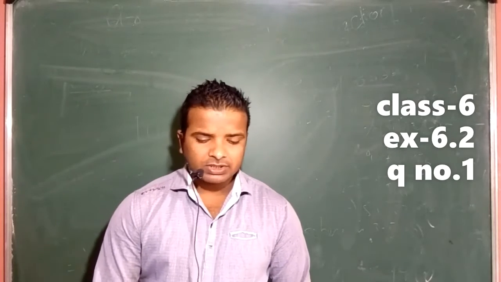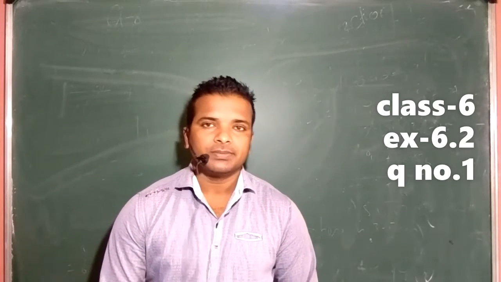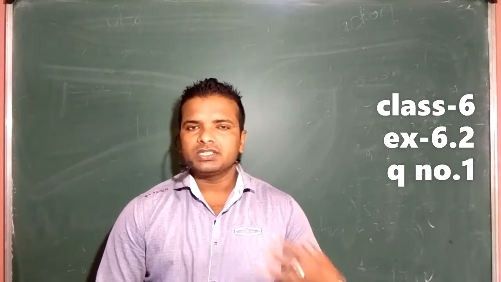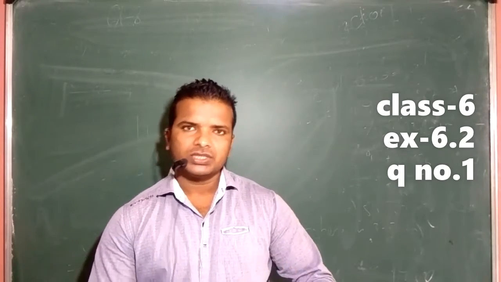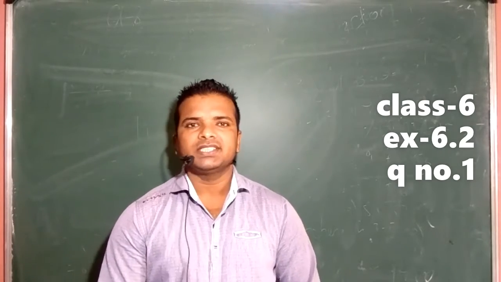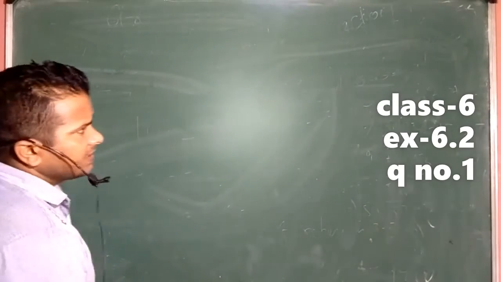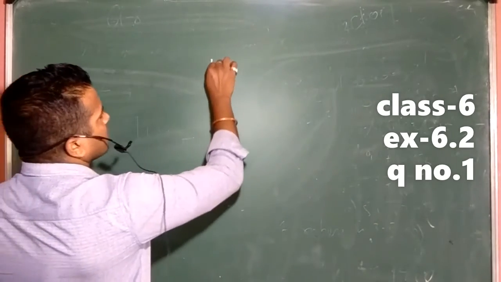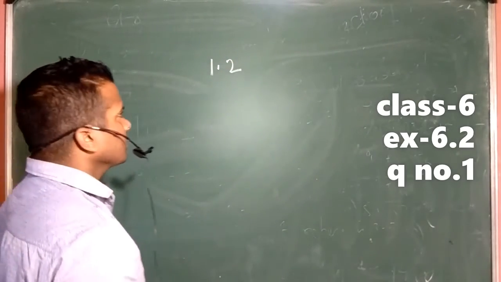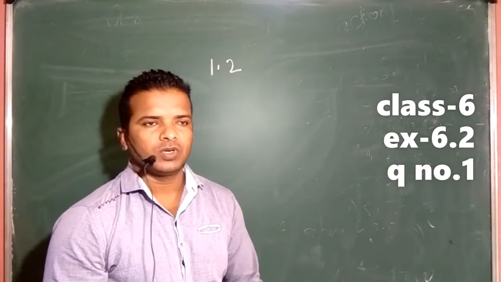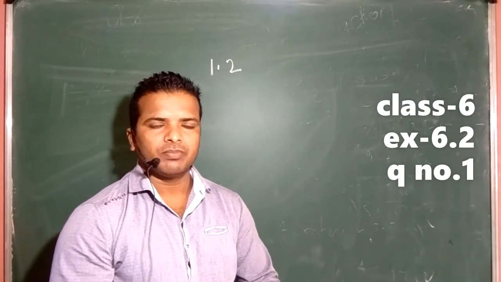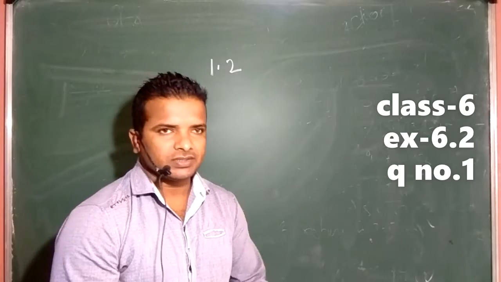In chapter 6 you will learn about the decimal system, how to convert a decimal to a fraction or fraction to a decimal. This is the basic. Let us take an example. Suppose it is 1.2, which is in decimal form. We need to convert it to a fraction.